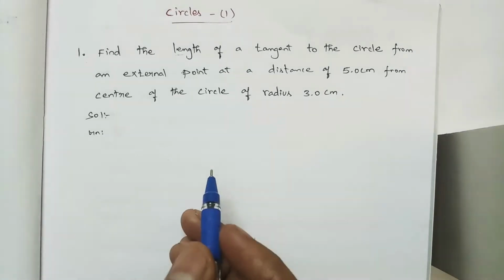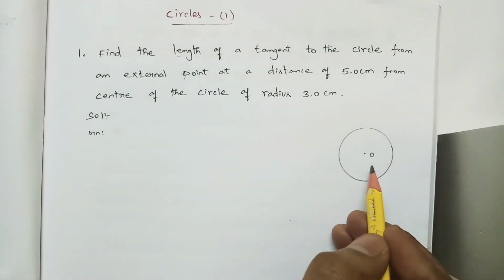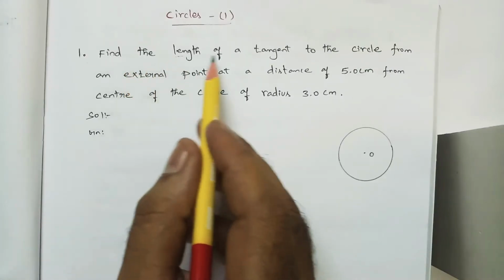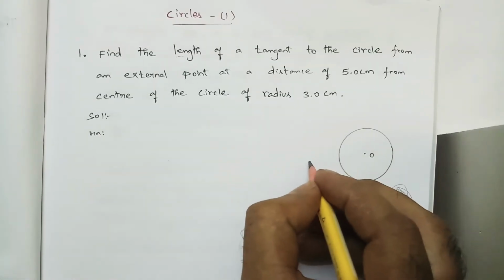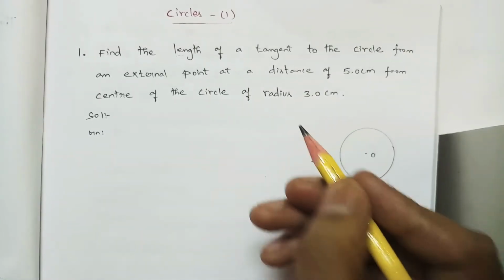So first we will draw the circle, right? Have drawn a circle with the center point O. What we want to find is the length of the tangent. So first I am just marking an external point. They didn't give the name of the external point, you just give it. I'm just taking the point as A.